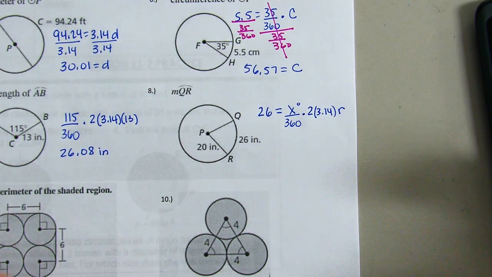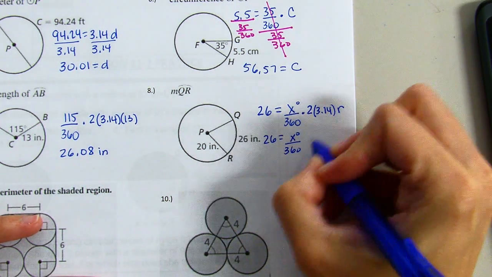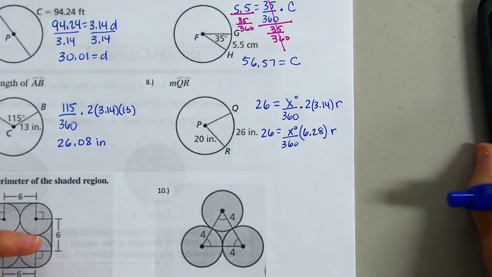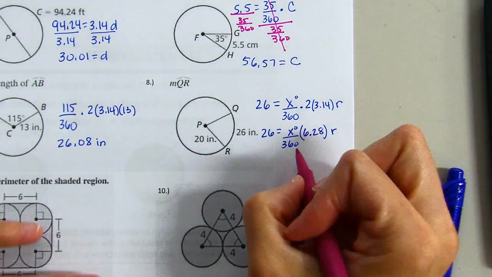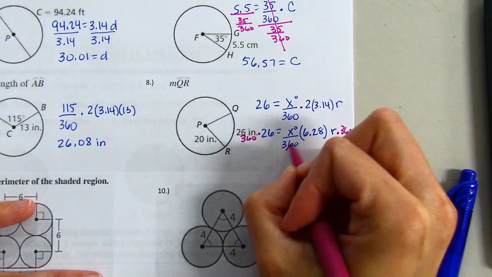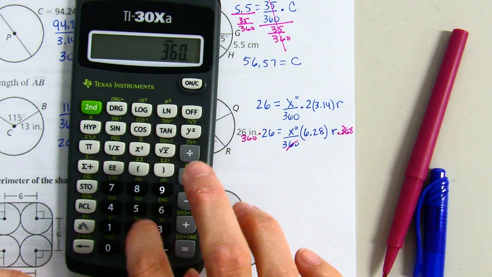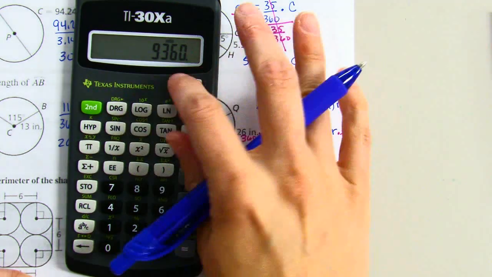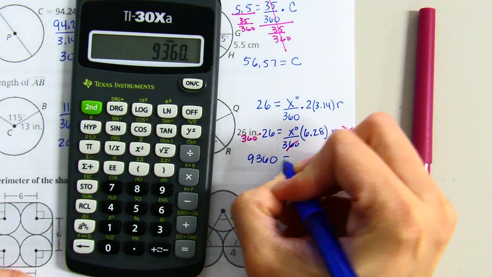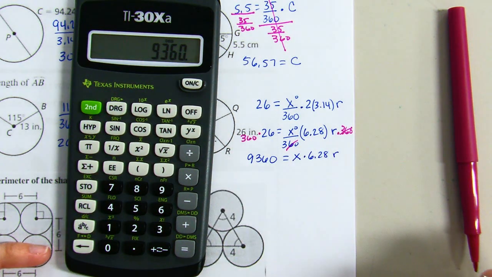So what can I simplify? I could simplify first, and I can multiply the 2 and the 3.14 together, and I get 6.28. And now to get rid of this fraction, you multiply by the denominator. So when I multiply both sides by 360, that fraction goes away. So I'm going to do 360 times 26. And I've got 9360 equals x times 6.28 times r.